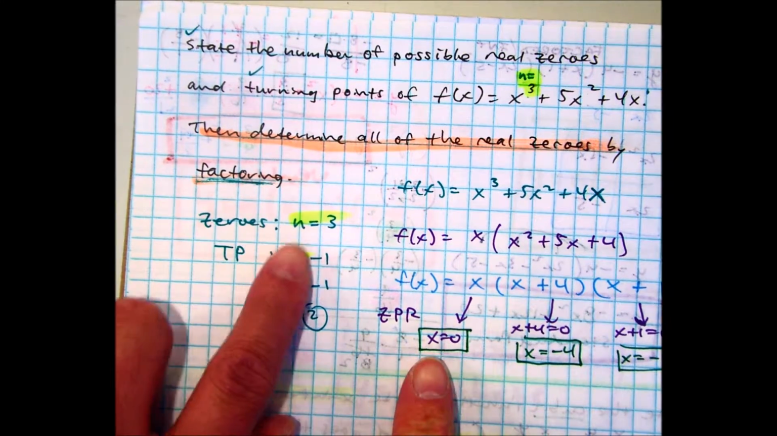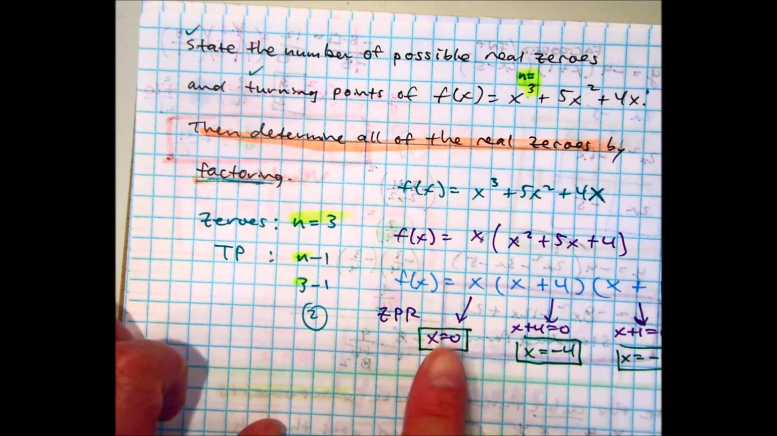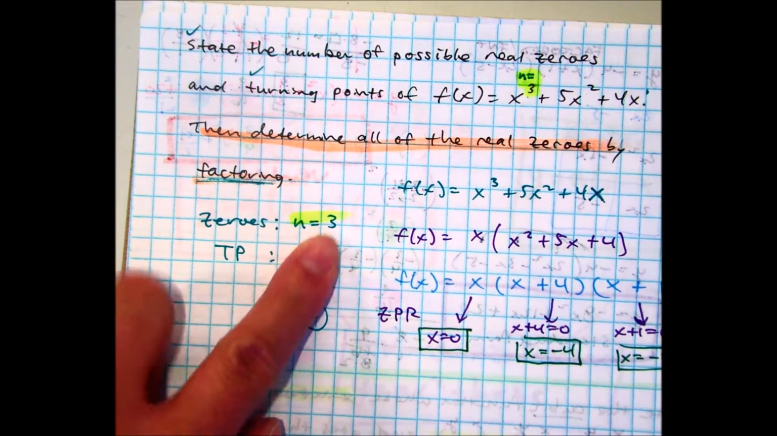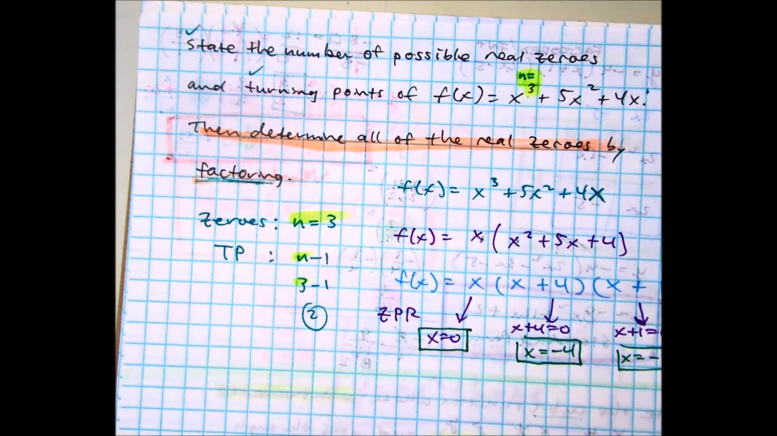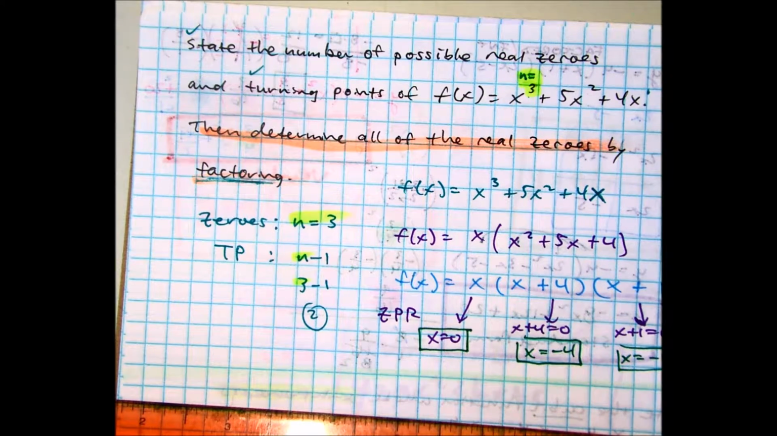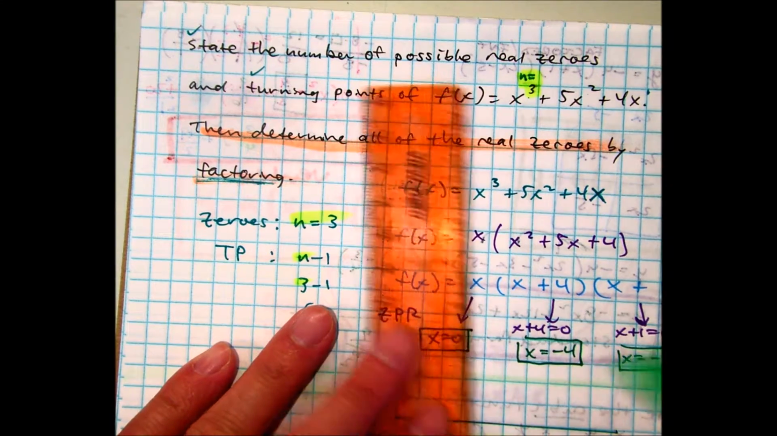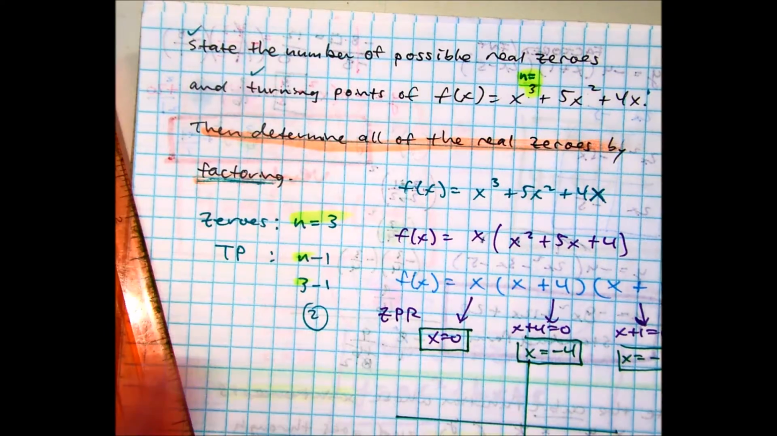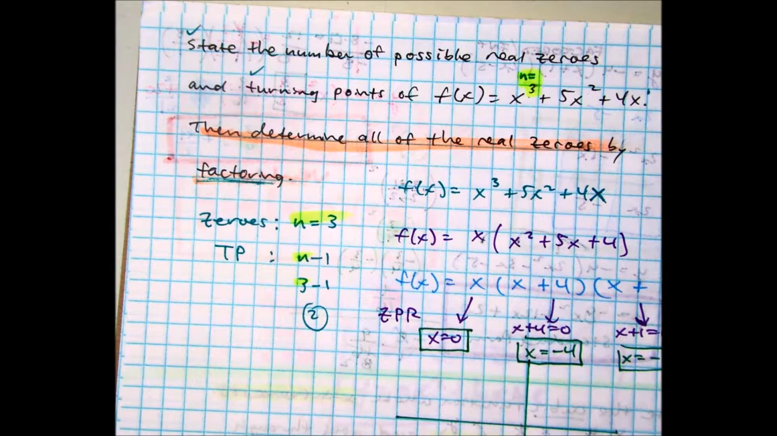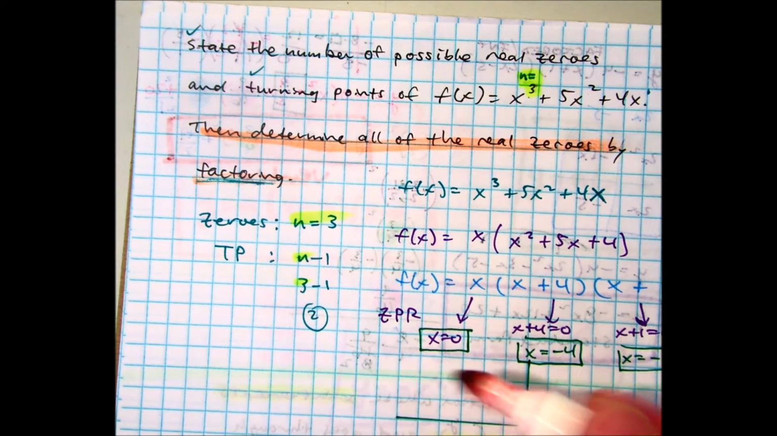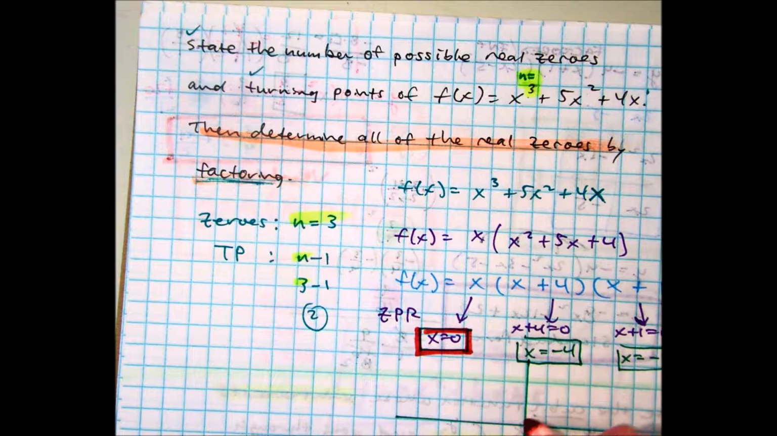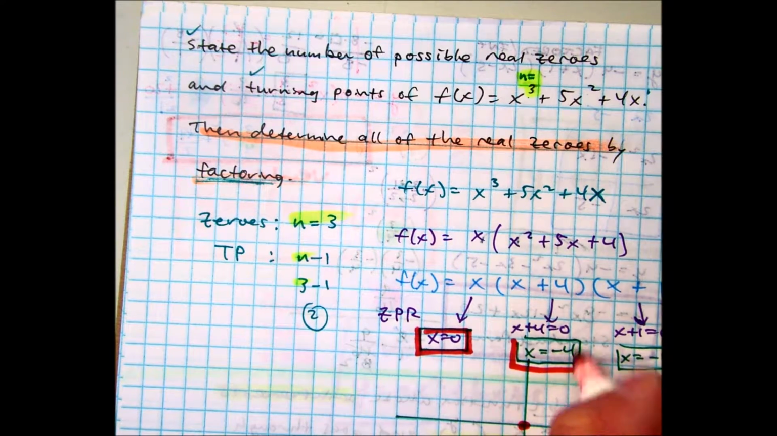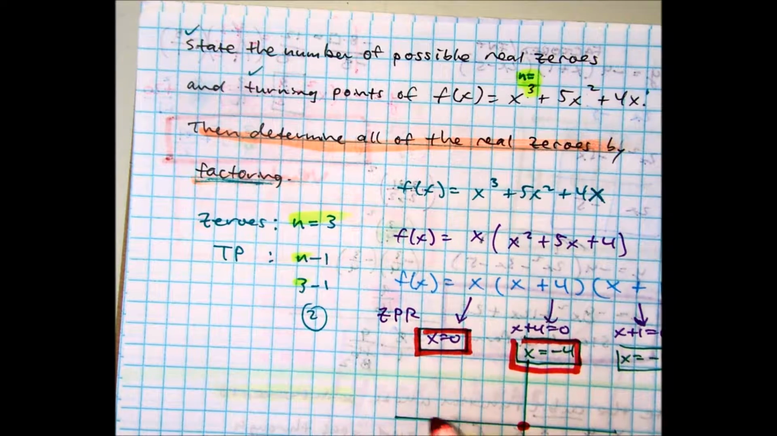And that should make sense because, count with me how many zeros I have. Ready, set, go. We just talked about that, right? Okay. Let's go ahead and graph the zeros. So with these three, I have x equals 0, x equals negative 4, and x equals negative 1.